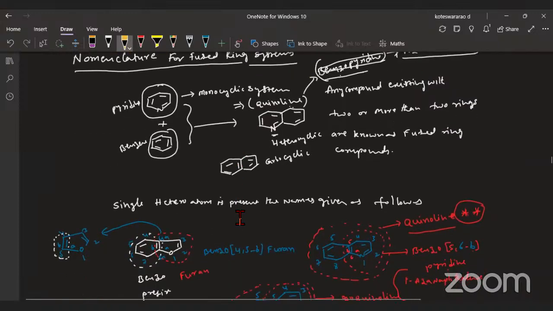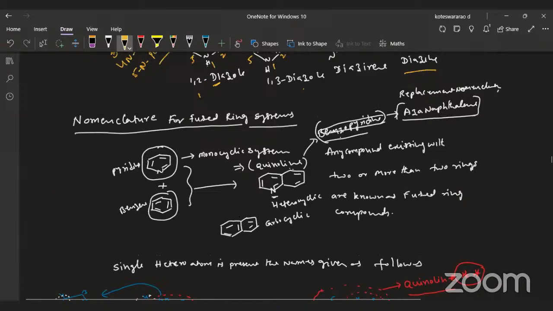Then we come to the nomenclature for fused rings. What are fused rings? We get here: pyridine is a monocyclic system, and benzene. If these two combine together, that leads to the formation of quinoline. Right. Then, if this benzene and pyridine are combined together through a sigma bond or a carbon-carbon double bond, then this is known as a fused heterocyclic compound.